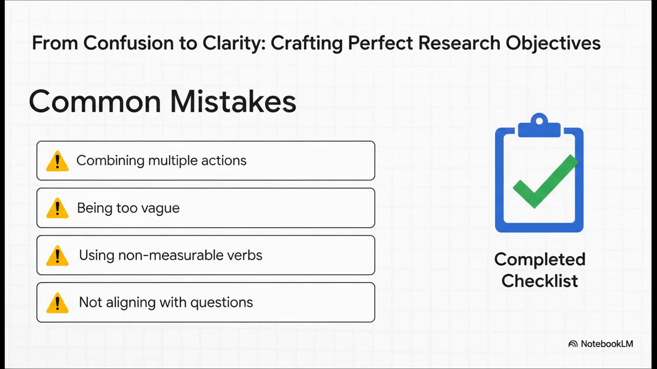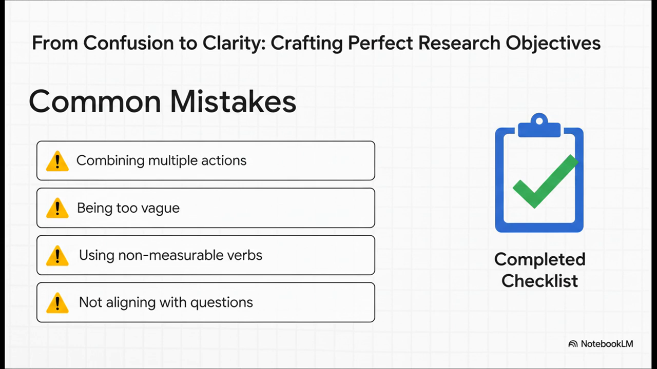Okay, here is our rapid-fire final checklist of common mistakes you need to avoid. First, never combine multiple actions. Please don't say to analyze and evaluate and recommend all in one single sentence. One objective equals one idea. Split them up. Second, don't be vague.